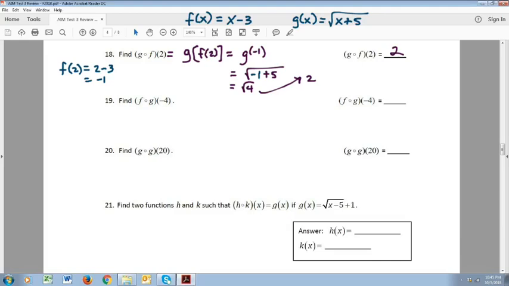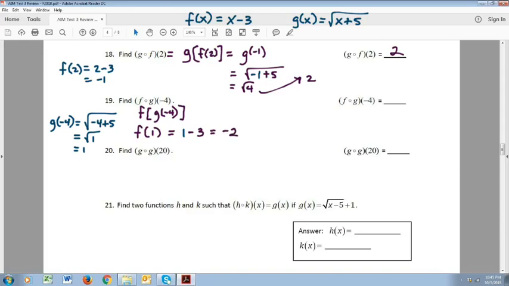All right, so the next one's f of g of negative 4. So we're going to find g of negative 4. That's negative 4 plus 5. We're going to get 1, which square root of 1 equals 1. So this becomes f of 1. And so now we'll plug 1 into the f function. We'll do 1 minus 3, which is negative 2.